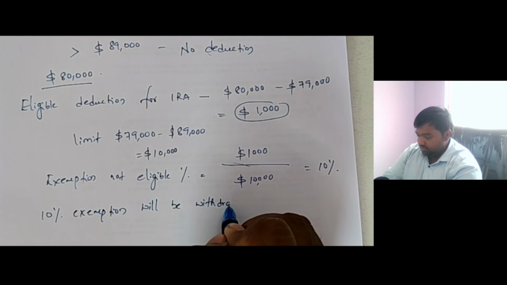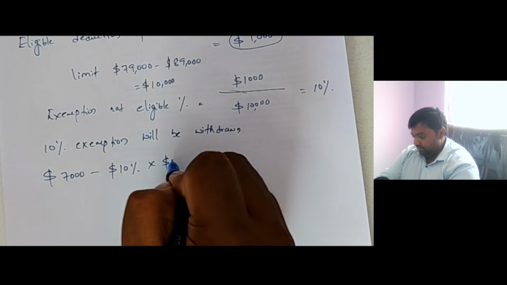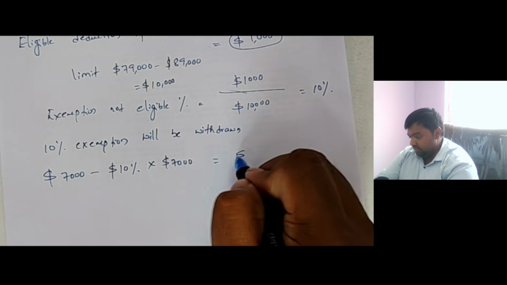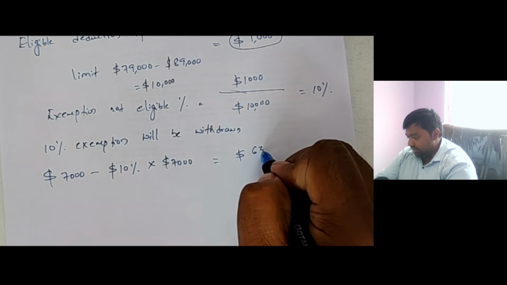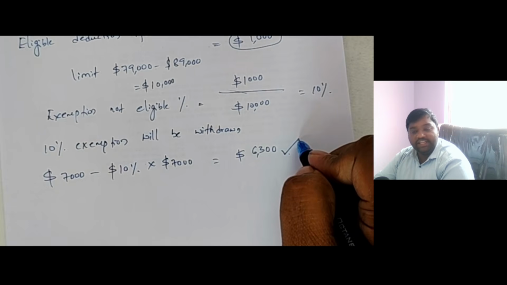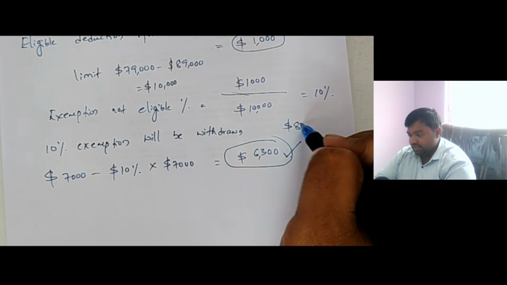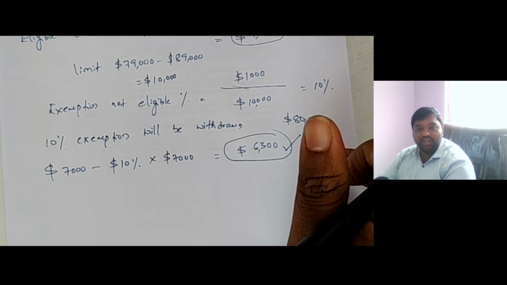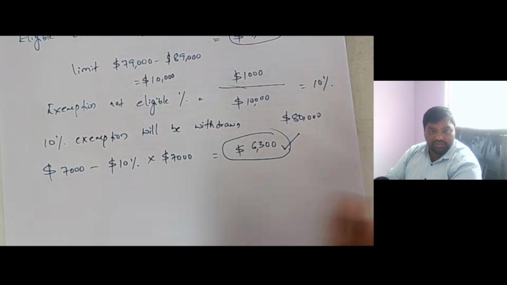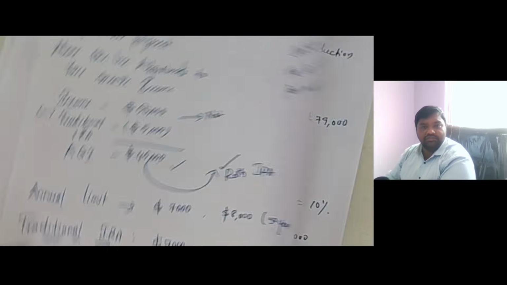So that gives rise to 7,000 minus 10% of 7,000 US dollars, which is 6,300 US dollars. So this is the above the line adjustment eligible for this particular single person. Same like that you can calculate for married filing jointly and married filing separately. So this is how the above the line adjustment works for traditional IRA.